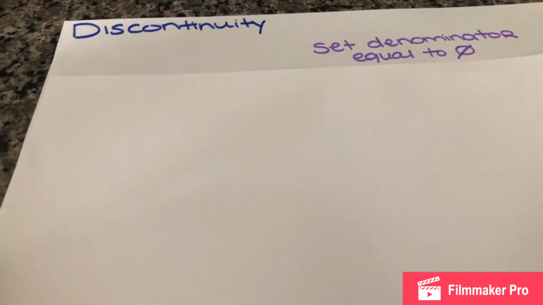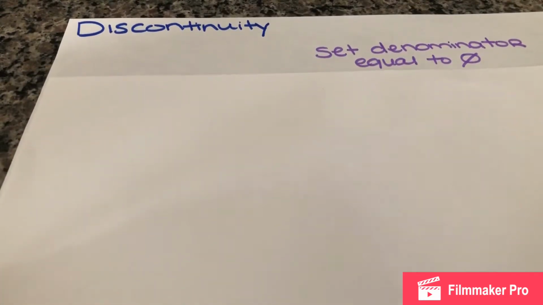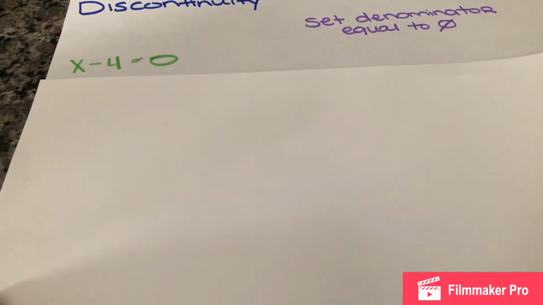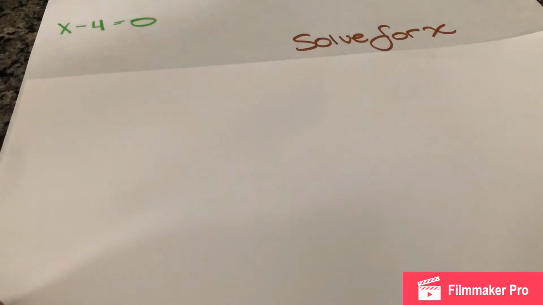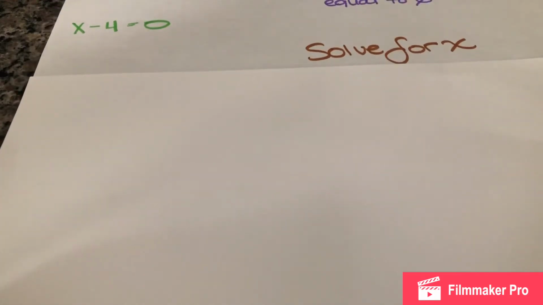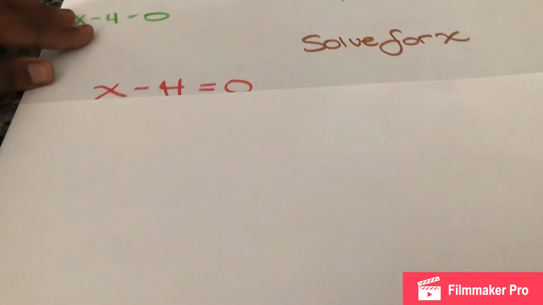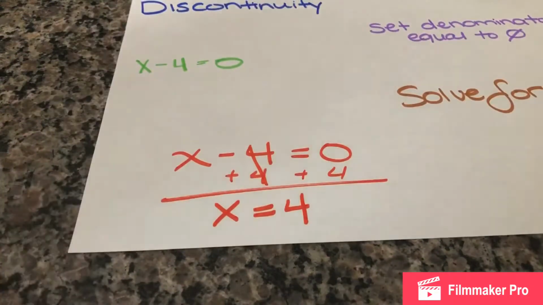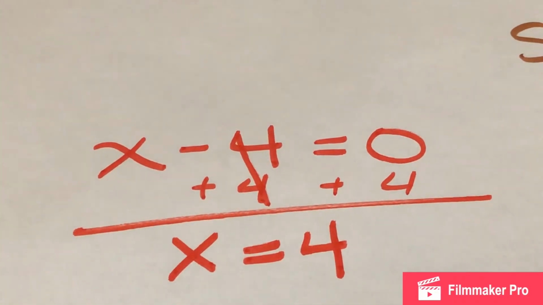I am going to now set the denominator equal to 0 just as I did with my vertical asymptote. So as you can see, x minus 4 equals 0. Now I am solving for x. I added 4 on both sides and I got x equals 4. This is where there is nothing.